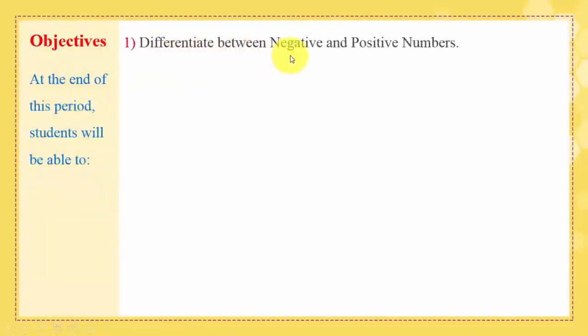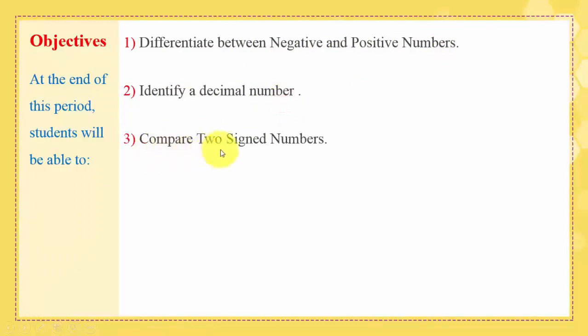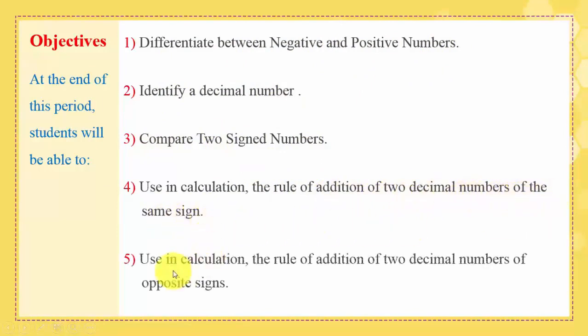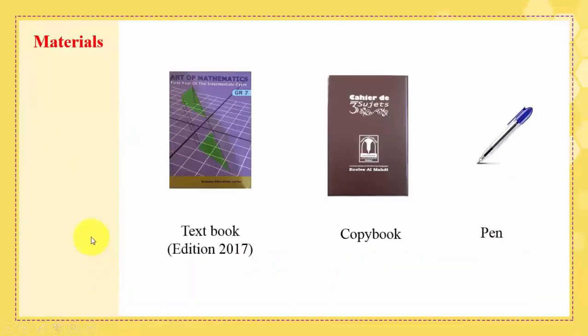We will explain Chapter 1, Decimal Numbers, Addition and Subtraction, Part 1. At the end of this period, students will be able to differentiate between negative and positive numbers, identify a decimal number, compare two signed numbers, use in calculation the rule of addition of two decimal numbers of the same sign, and use in calculation the rule of addition of two decimal numbers of opposite signs. Please prepare the following materials.